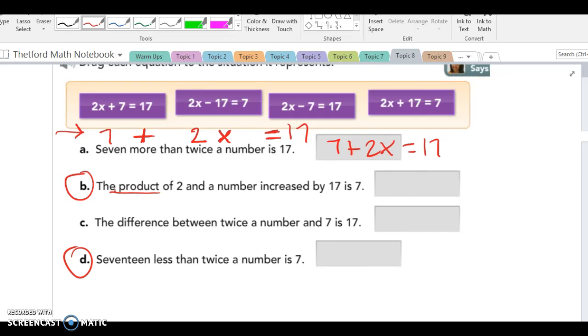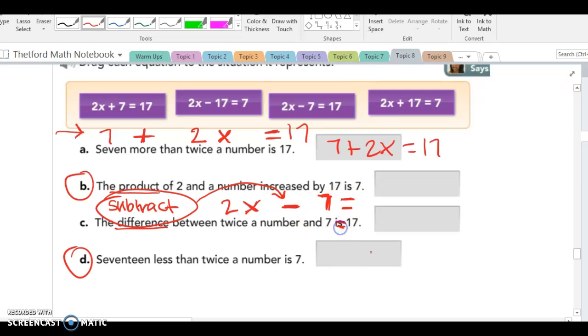Again, you're doing B and D on your own. C, the difference, that means we're going to be subtracting between twice a number, and I don't know what that number is, so I'm going to put an X, and 7, and we knew that we're subtracting, so that is going to go in between those, is 17. So I have 2x minus 7 equals 17. And again, you're going to do B and D alone.